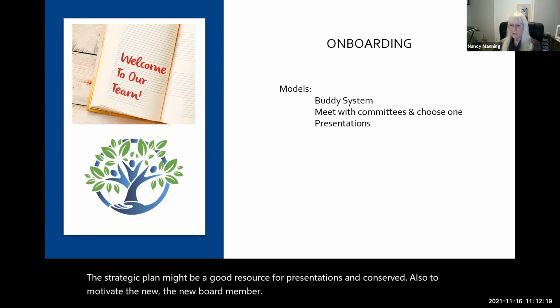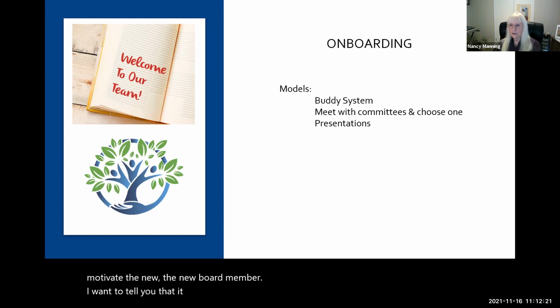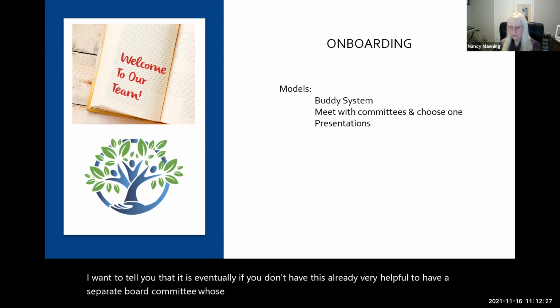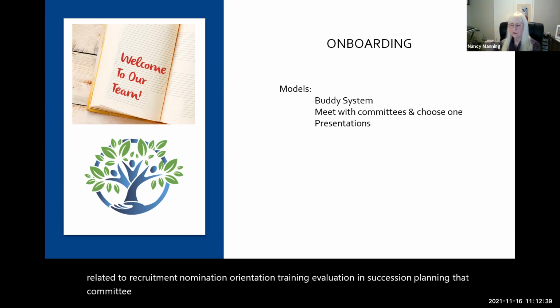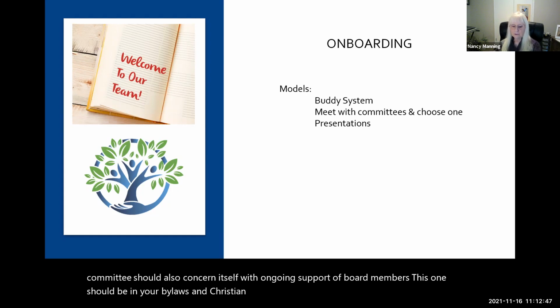I want to tell you that it is eventually, if you don't have this already, very helpful to have a separate board committee whose purpose is board development. This includes procedures related to recruitment, nomination, orientation, training, evaluation, and succession planning. That committee should also concern itself with ongoing support of board members. This one should be in your bylaws, and of course you can always amend your bylaws to include that.